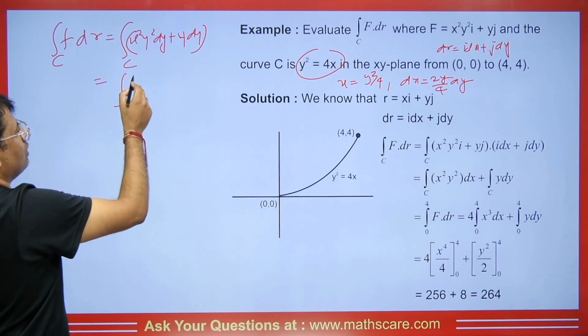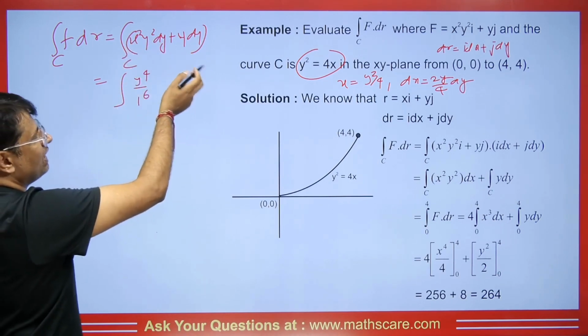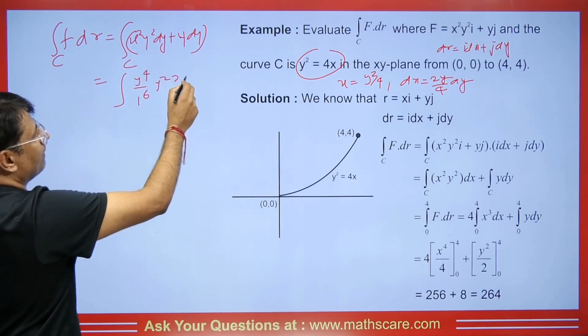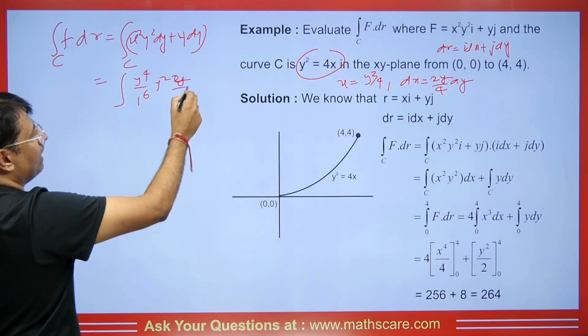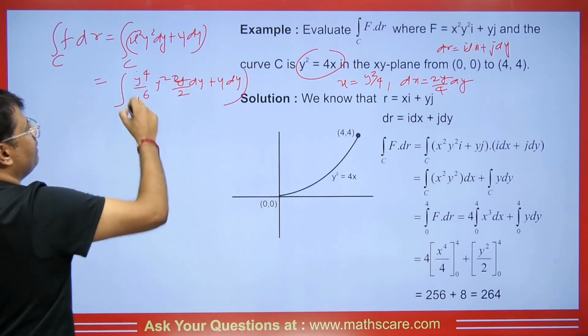The value of x square will be y to the power 4 by 16. And the value of y square here will remain as y square itself, clear? And the value of dy will be, we'll cancel it with 2, it will be y by 2 dy plus y dy. We will calculate its limit now.